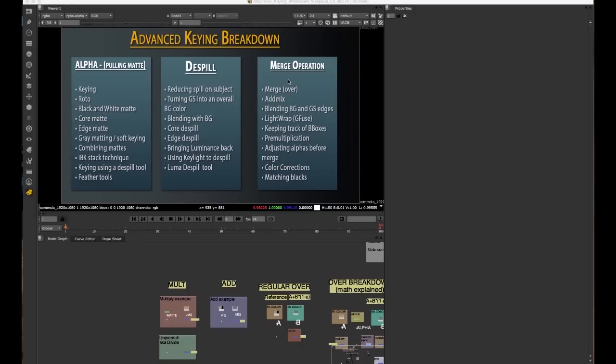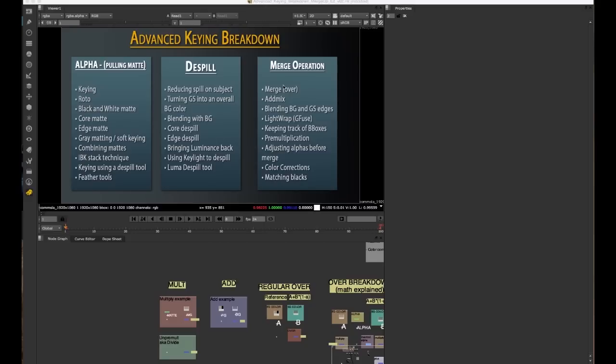be merge operations. And this one is going to be pretty basic, but it's really kind of the fundamentals, and a lot of people already know this sort of stuff. I'm going to be going over what an over is and how to manipulate the alpha to get better results on keys and stuff.